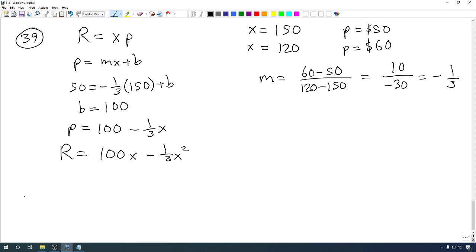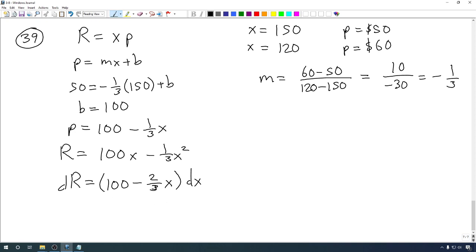Now we're going to calculate the differential of this. Remember, the differential, dr, is equal to our derivative. The derivative of this thing, it's not too hard to calculate here. The derivative of 100x is 100. Derivative of 1/3 x squared, well, I actually don't get to simplify that at all. It's just a 2/3 x. And it's going to be multiplied by dx.